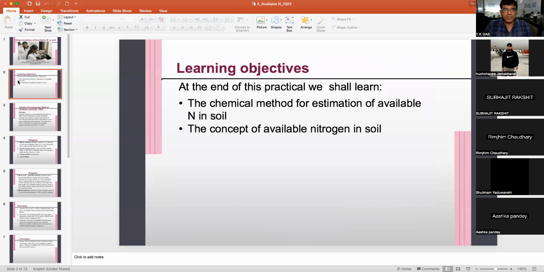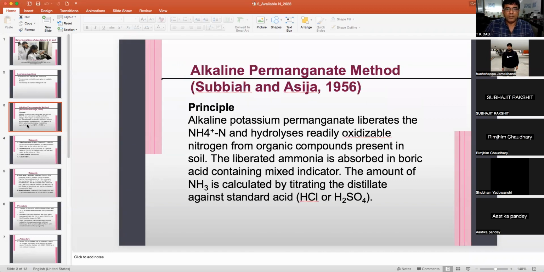So the objective of this exercise is to learn the chemical method for estimation of available nitrogen in soil and some concepts related to available nitrogen in soil. The principle of Subaiya and Asija 1956: they published their paper in an Indian journal, which is published by the Indian Institute of Science, Bangalore. They publish one very famous journal. What is its name? One journal published by the Indian Institute of Science, Bangalore.